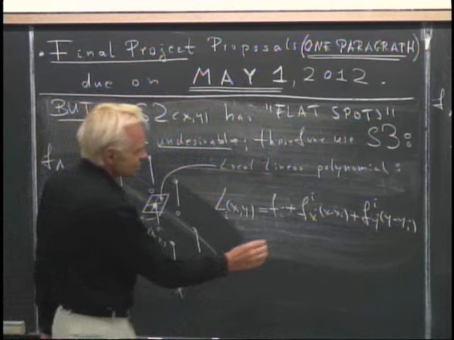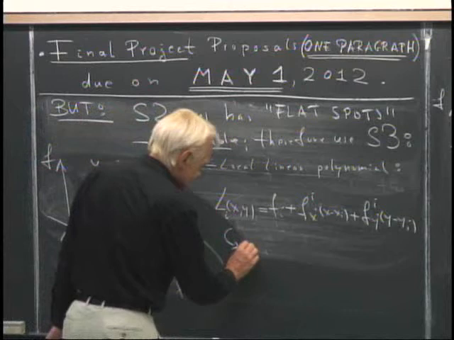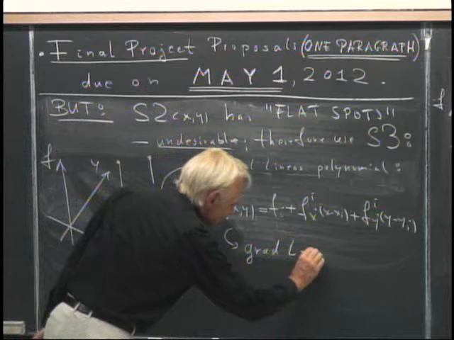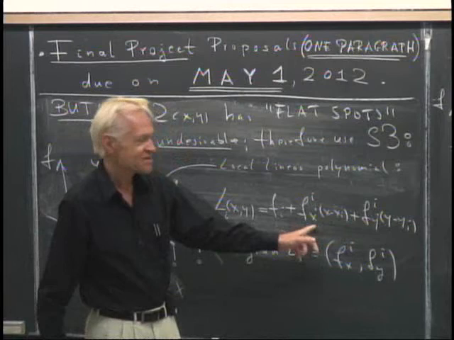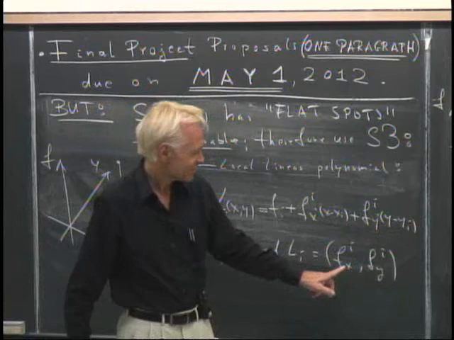So this means that the gradient grad of Li is indeed fx at location i and fy at location i. When you differentiate this expression with respect to x, you get this value. When you differentiate this expression with respect to y, you get that factor. And those are the two components of the gradient of that function.